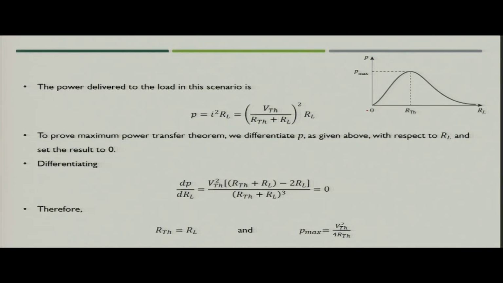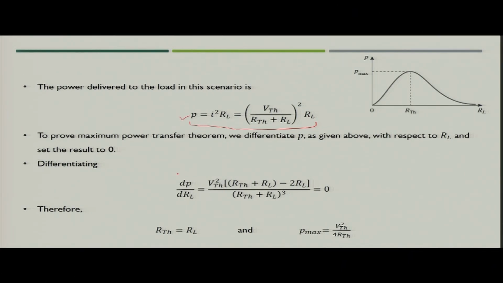We also discussed that if you keep changing the load from 0 to infinity, there is one condition at which the power absorbed by the load is maximum, that is, the power given to the load by the source is maximum. That condition comes when RL, the load resistance, is equal to the Thevenin resistance. The power is nothing but I square RL, and we derived the maximum power transfer condition.